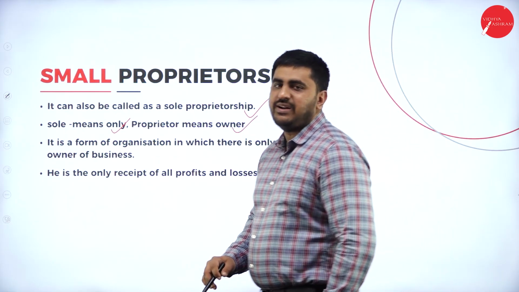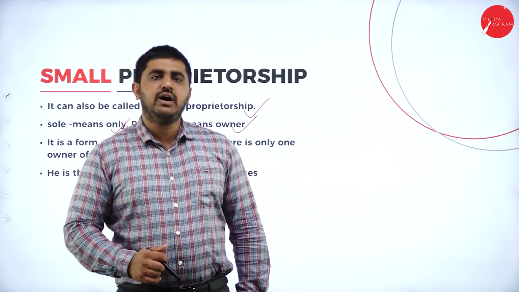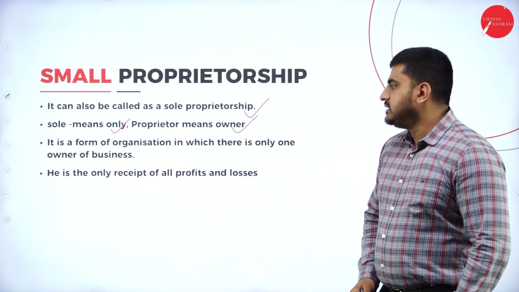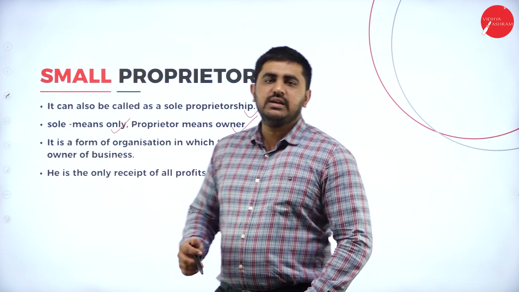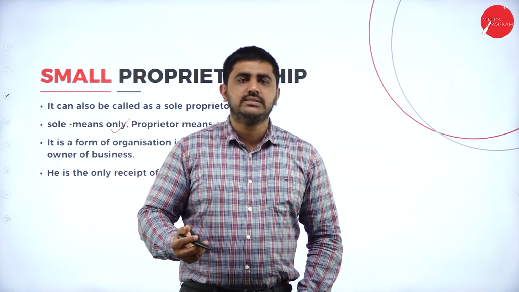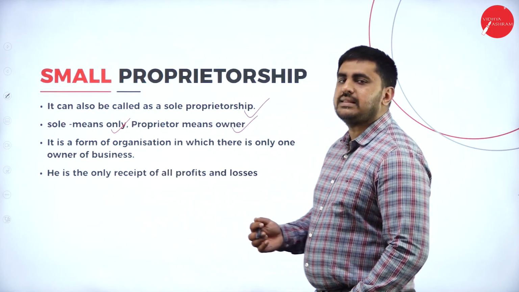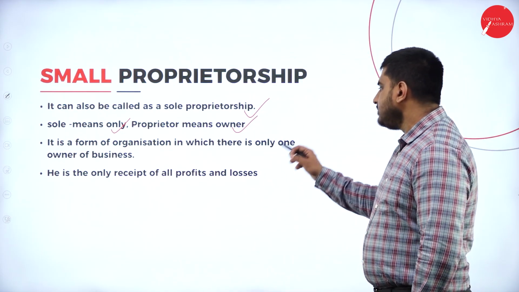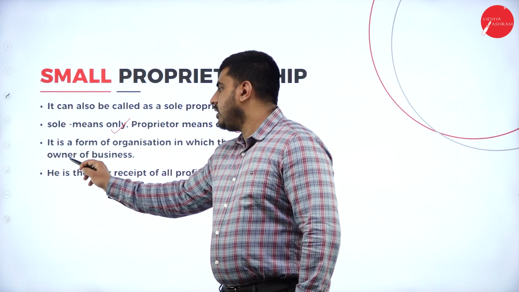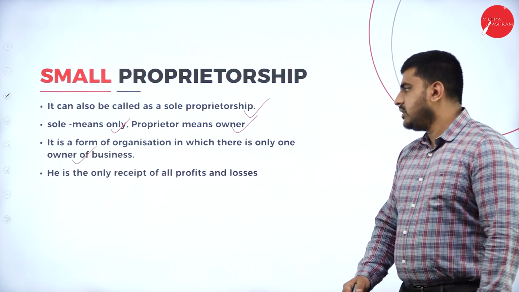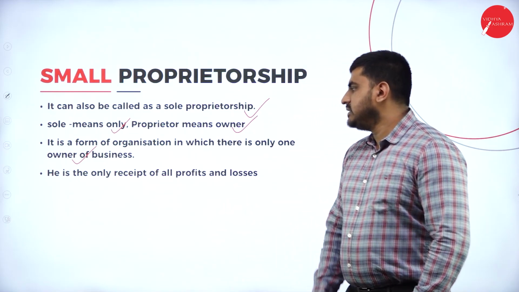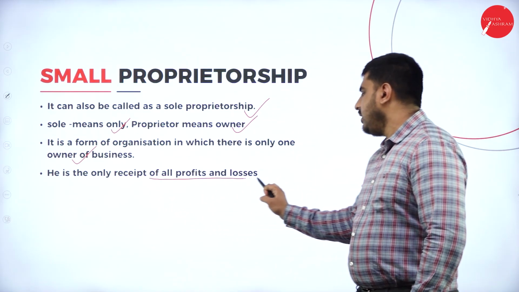So here there is only one owner. He carries on the activities, he controls the business, and he is the only person who enjoys the profit, and if there is any loss, he is the only person who is going to bear that loss. So it is a form of organization in which there is only one owner of the business. That is the meaning of sole proprietorship. So he is the only recipient of all profits and losses.